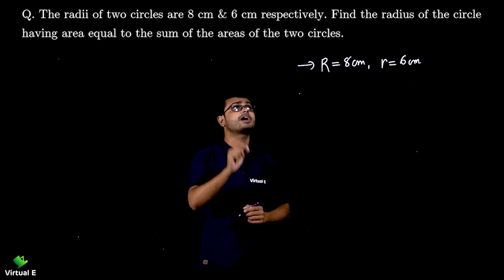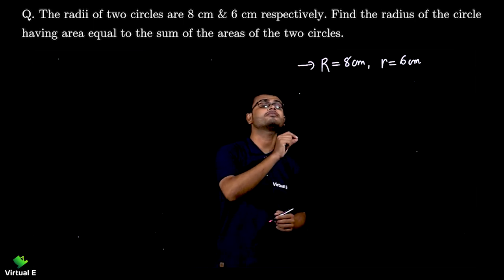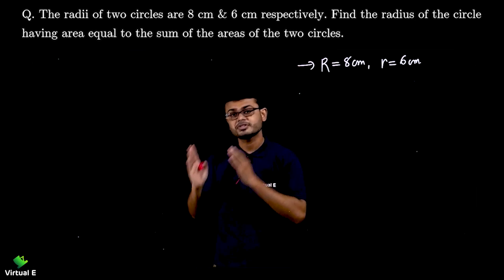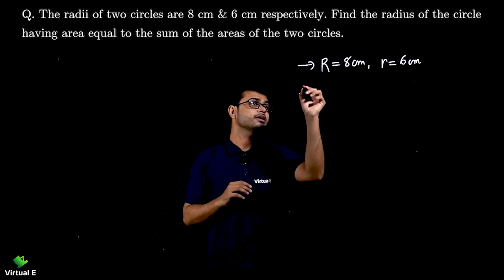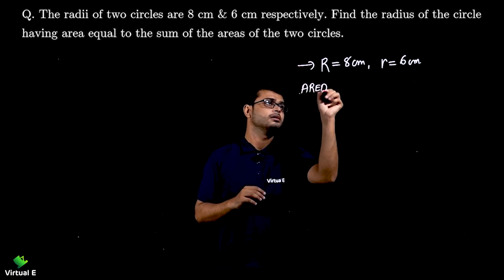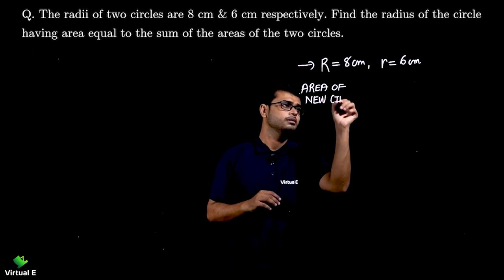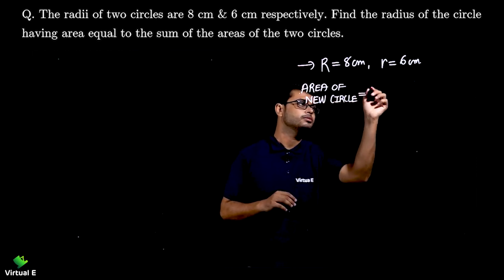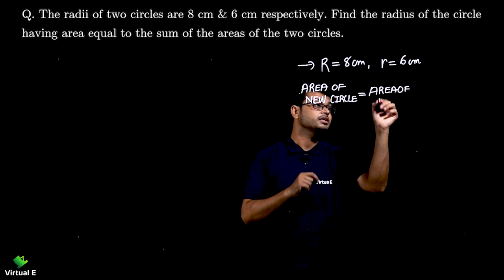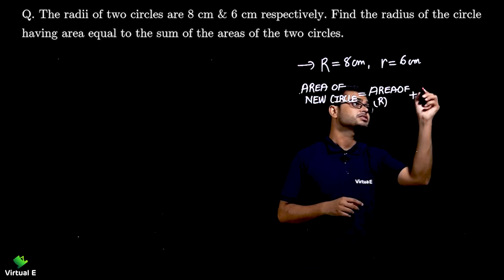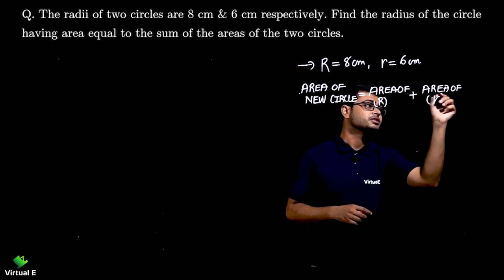Let's read further. Find the radius of the circle having area equal to the sum of the areas of two circles. So here previously we had written circumference, but now we are going to write what? Area, right? So I can write area of new circle is equal to area of circle with radius capital R plus area of circle with radius small r.